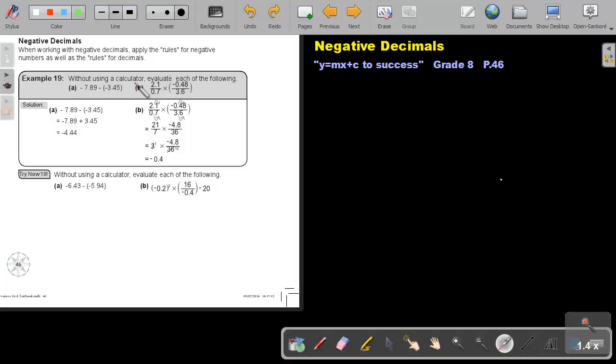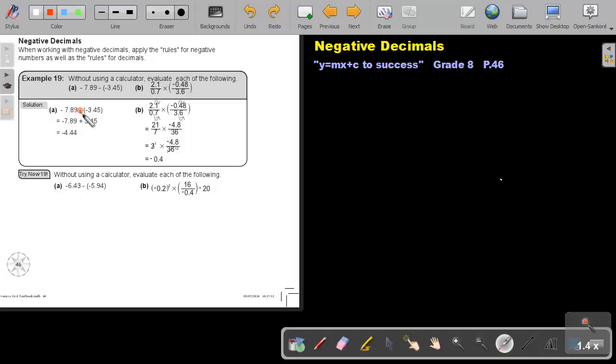Without using a calculator, evaluate each of the following. Negative 7.89 minus bracket minus 3.45. So it's actually a subtraction sum. Now, what did we do with a subtraction sum? We change it into an addition sum by finding the additive inverse. And the additive inverse of negative 3.45 will be positive 3.45.